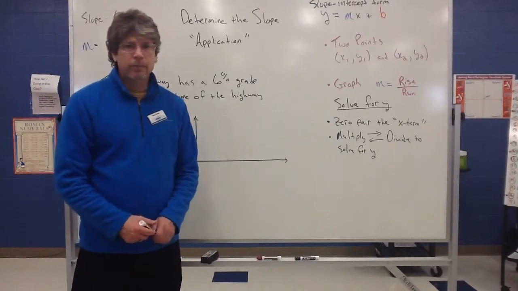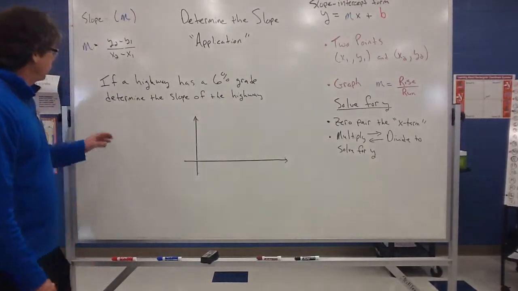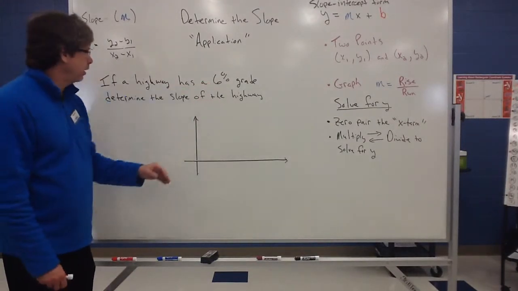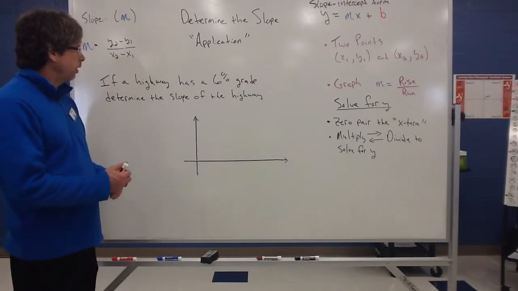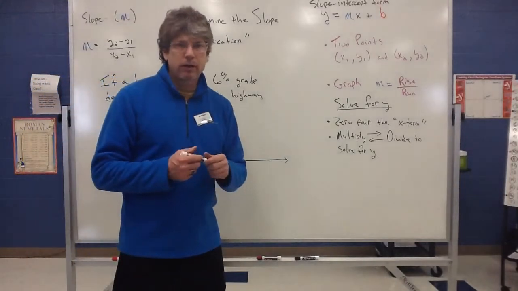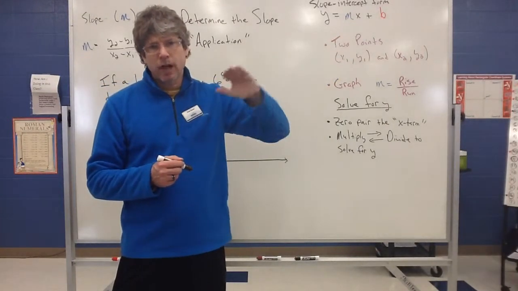So let's look at an application of slope. Here's a little word problem we have. If a highway has a 6% grade, determine the slope of the highway. Well, 6% grade. Grade kind of implies the steepness of the highway.